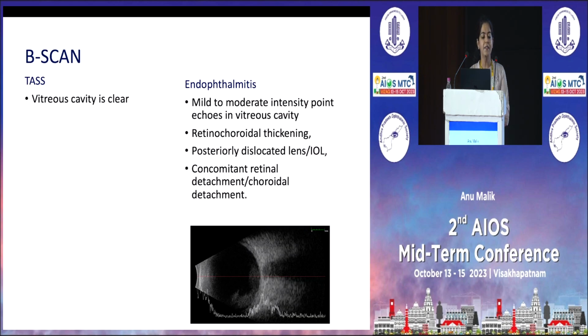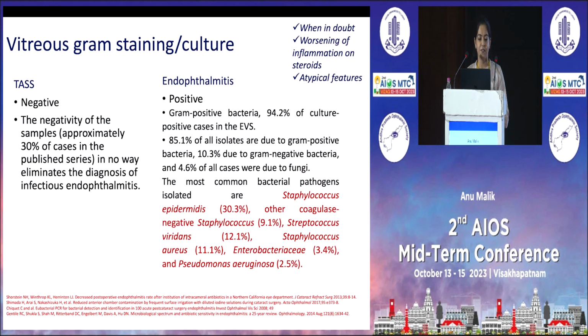On ultrasound B scan, the vitreous cavity is usually clear in TASS. In endophthalmitis, there are mild to moderate intensity point echoes in the vitreous cavity. There can be retinochoroidal thickening. We can find IOLs posteriorly dislocated in some cases. There can be concomitant retinal detachment and choroidal detachment as well.